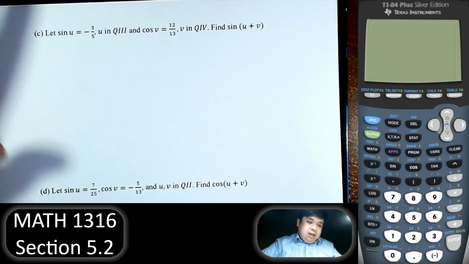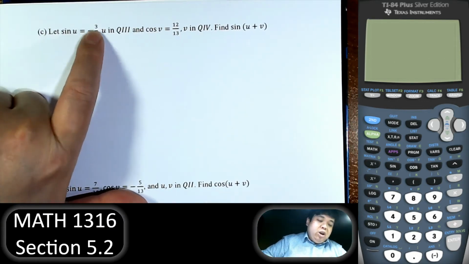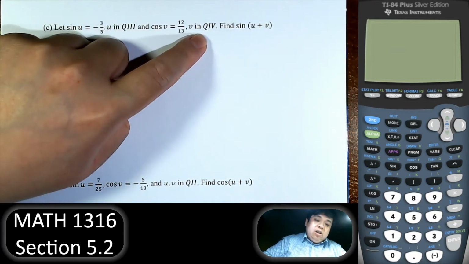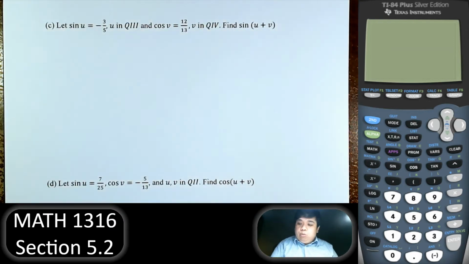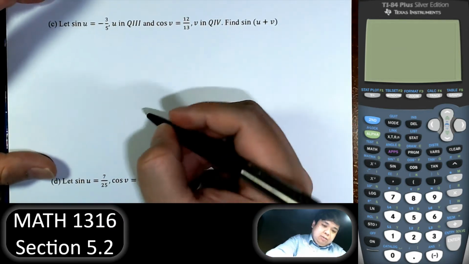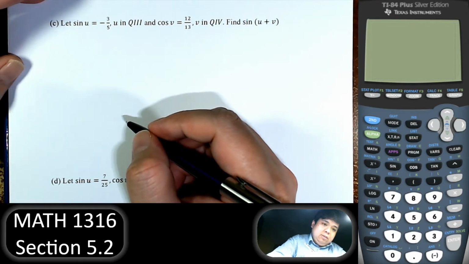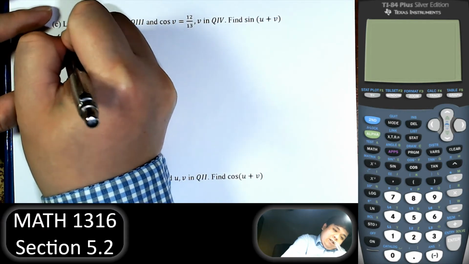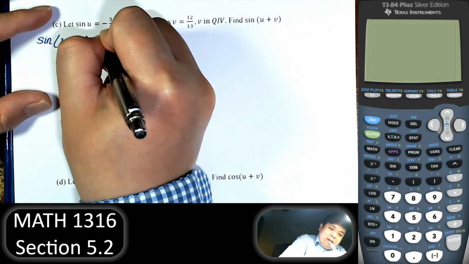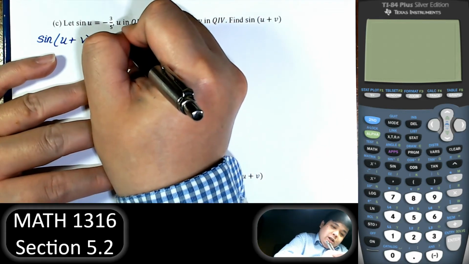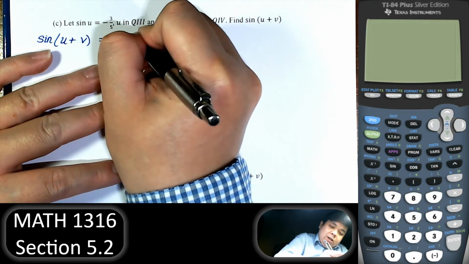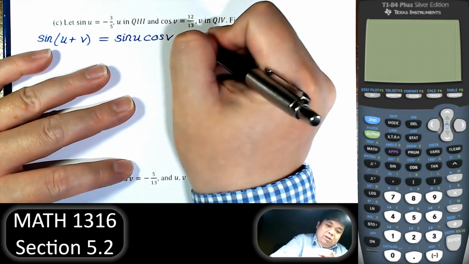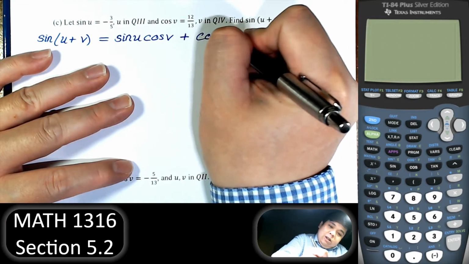Right, next. Given sine of u equal to negative 3 over 5 and u in the third quadrant, cosine v is 12 over 13 in the fourth quadrant. Find sine of u plus v. Let's start with sine of u plus v. Sine of u plus v is equal to sine cosine, different functions with the same sign in the middle: cosine, sine.